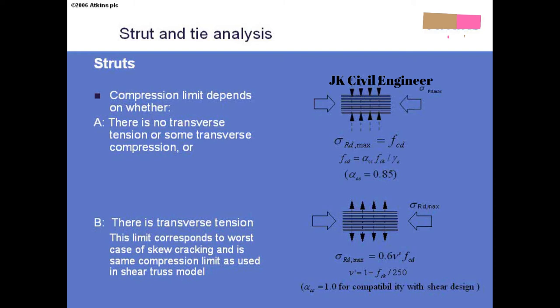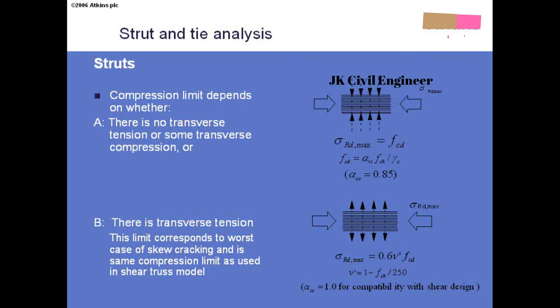If you remember back to yesterday, FCD has as its definition alpha CC times FCK divided by gamma. The Eurocode itself says alpha CC is 1 for shear, 0.85 for bending and compression. And it doesn't tell you what it is in a whole range of other situations, and that's the recommended value. So the UK National Annex actually tells you what to use in each situation. Because we want compatibility in this case with beam design, we have to use alpha CC as 0.85, because that's what we have to use when designing beams for bending and axial force.